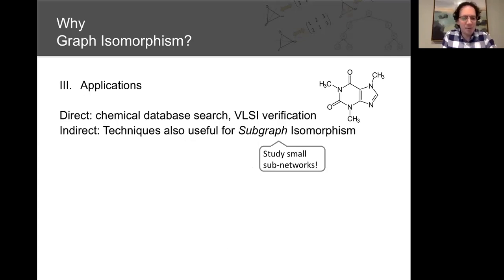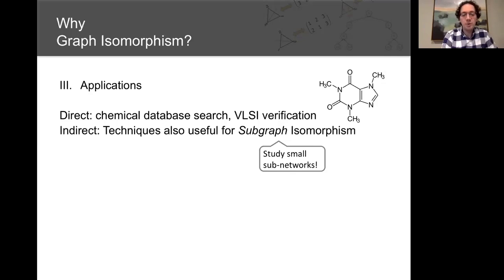So there are some direct applications, like searching in a chemical database, right? If I tell you just the formula for a chemical, well, we know there's more structure to a chemical than that, and you can encode this structure as a graph. And if you come across a new chemical and you want to know if it's in some database, you have to go through and see, okay, is my graph isomorphic to some graph in this database? For those of you who aren't familiar, this is a very important chemical here. It's caffeine. It's also used in VLSI verification and a handful of other direct applications.